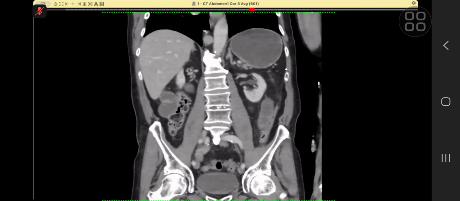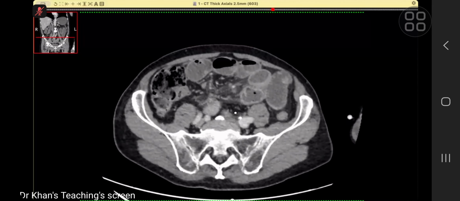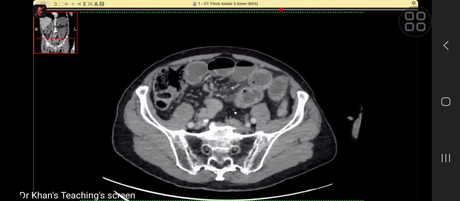transitional zone. I want to change the window because I feel that there is a hyperdense lesion or something within the lumen itself, which could represent a calcified stone or gallstone that is causing the obstruction.